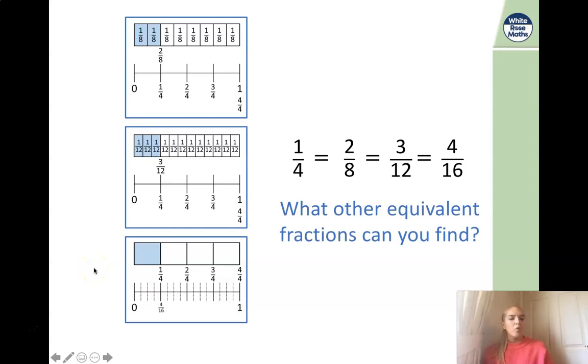Now, what do you notice about all of these fractions? And can you find any other fractions which are equivalent? Pause the video and have a think. Okay, perhaps you've noticed something between the relationship between these fractions, but that's going to be in our lesson on Thursday. So I will be teaching you some extra tips and tricks on Thursday. So for now, if you think you know, that's fantastic.